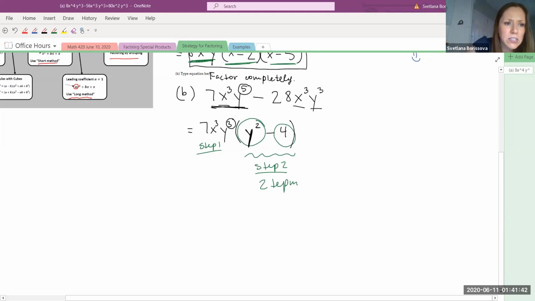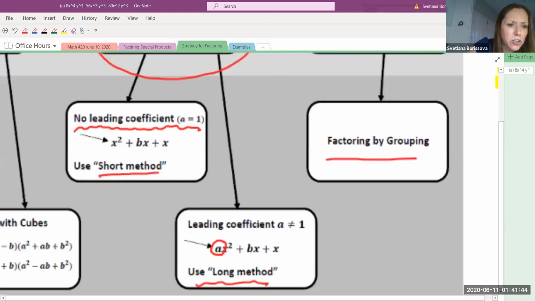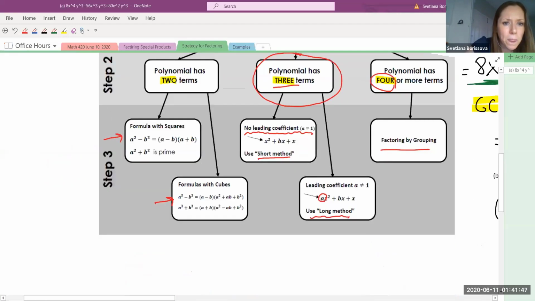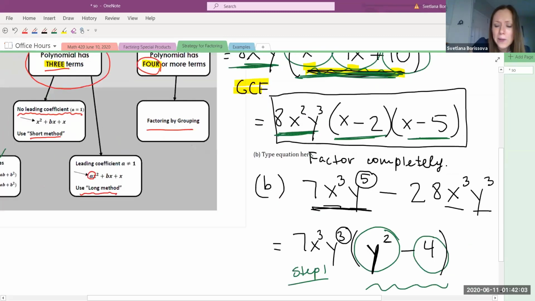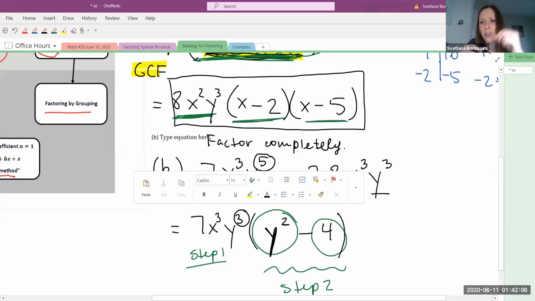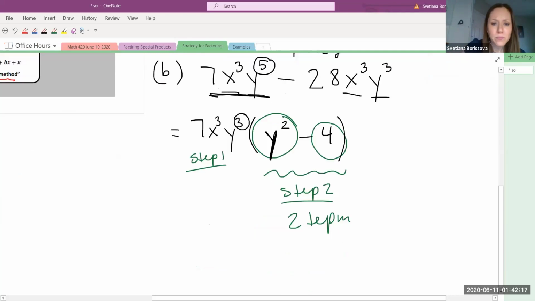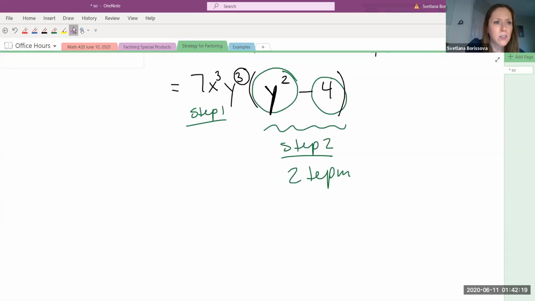Okay, so according to this handout, when we have 2 terms, that's our case now. The polynomial has 2 terms, right? Then we have options, either using the formula for squares or trying to use formulas for cubes. Obviously, where is my expression? Well, I don't know. Which one do you think it is? Which one should we try? Formula for squares or for cubes? As you look at this expression, what should we try? Cubed.